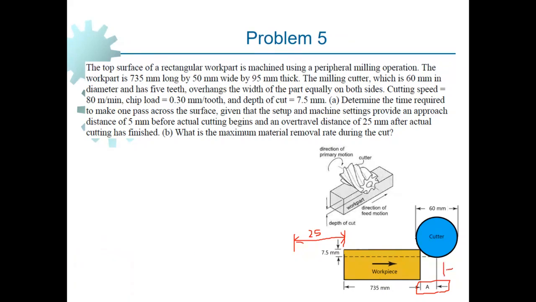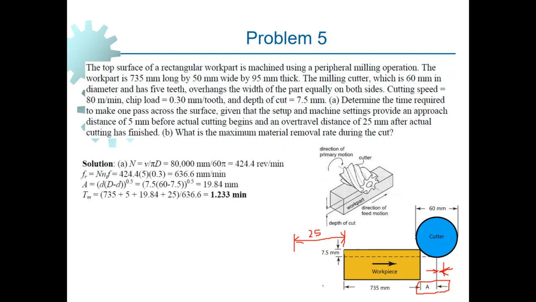this point here. So 5 millimeter in the beginning, plus the length, plus allowance, plus another 25. So 4 different length components are to be taken into consideration. If we have all these 4 length components computed, then we can divide by the feed rate, and that will give us the time required for machining of this workpiece. In order to do this, we just do it this way.